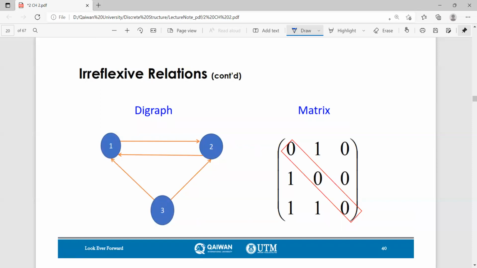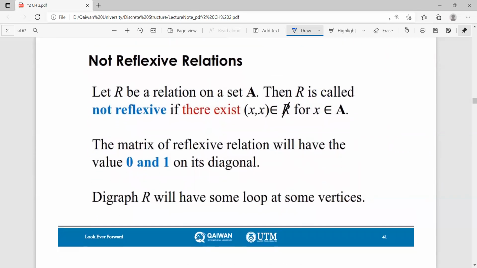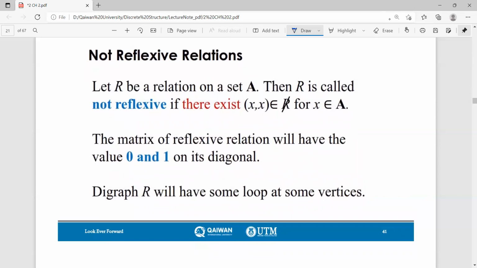That's for the digraph. And for the matrix, we say all elements on the diagonal must be 0. All of these must be 0. Then we say the relation is irreflexive. If at least one of them is 1, we say that's not an irreflexive relation, because here we have this element which is not 0. And also we have not reflexive.